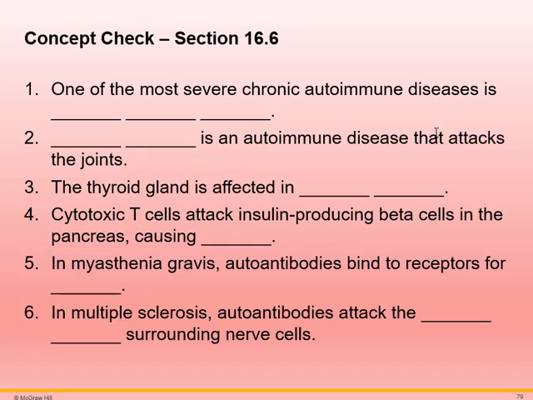Thyroid gland is affected in blank. That's called Graves' disease. Cytotoxic T cells attack insulin-producing beta cells in the pancreas, causing blank. That would be type 1 diabetes. In myasthenia gravis, the autoantibodies bind to receptors for blank, and that would be acetylcholine. And 6, in multiple sclerosis, the autoantibodies attack the blank, which surrounds the nerve cells. And that would be the myelin sheath. So that's the end of section 6.